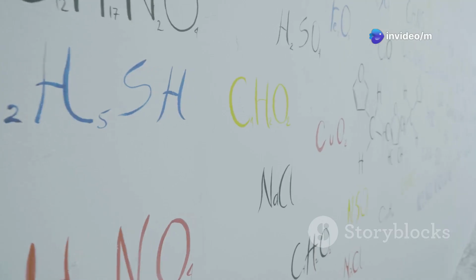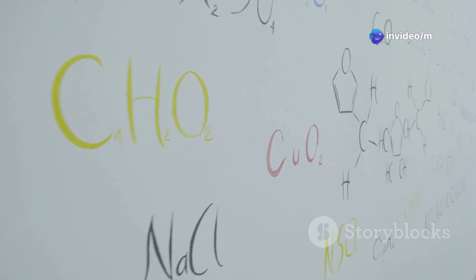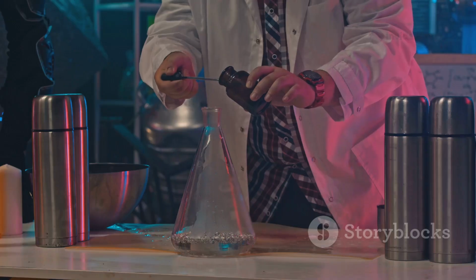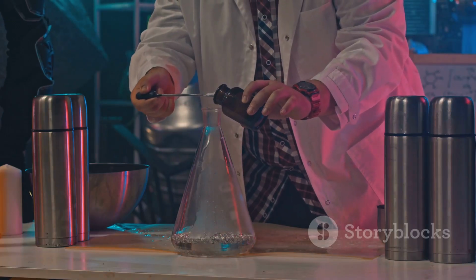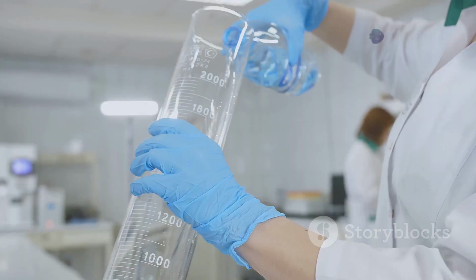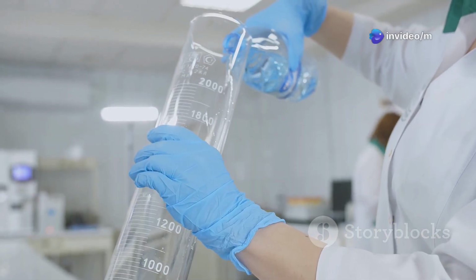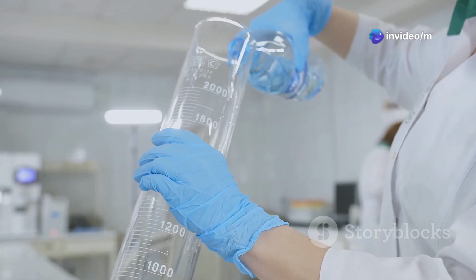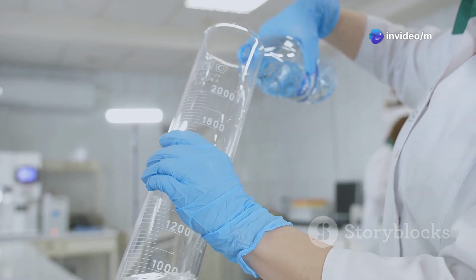Section 8. Chemical recipes, stoichiometry and formulas. Now let's switch gears a bit and talk about chemical recipes. That's essentially what stoichiometry is. It's the part of chemistry that deals with the quantitative relationships. That means the amounts of reactants and products in chemical reactions.